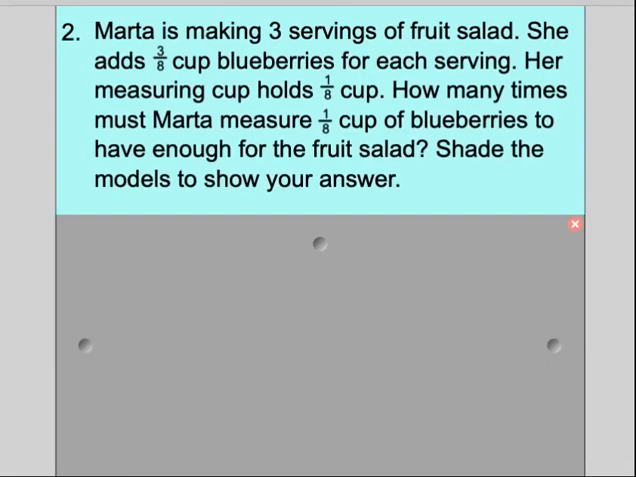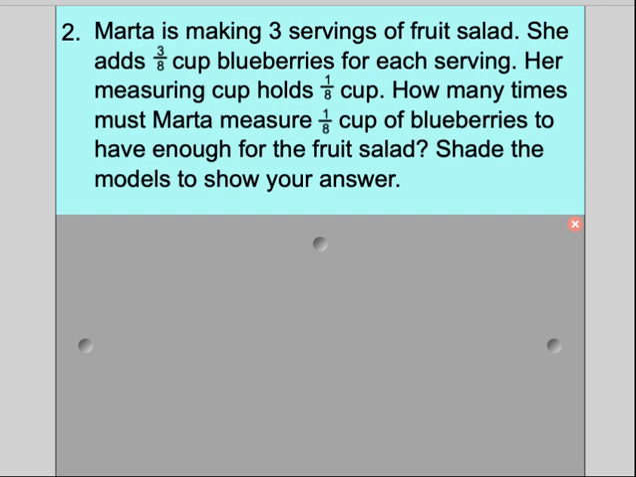All right, number 2. Marta is making 3 servings of fruit salad. She adds 3/8 cup blueberries for each serving. Her measuring cup holds 1/8 cup. How many times must Marta measure 1/8 cup of blueberries to have enough for the fruit salad? Shade the model to show your answer.